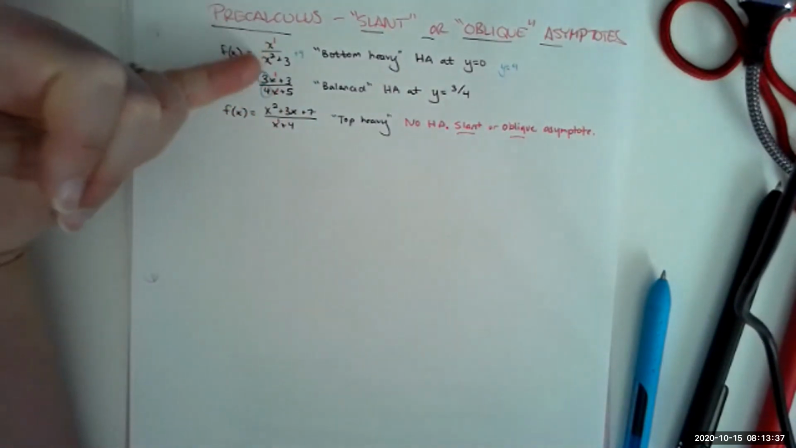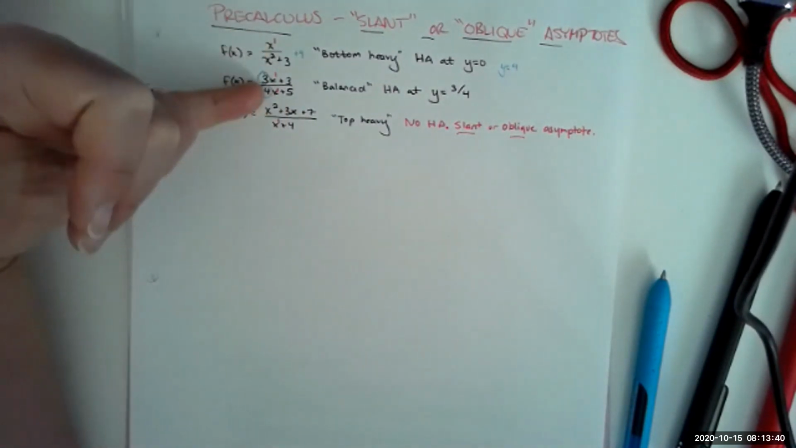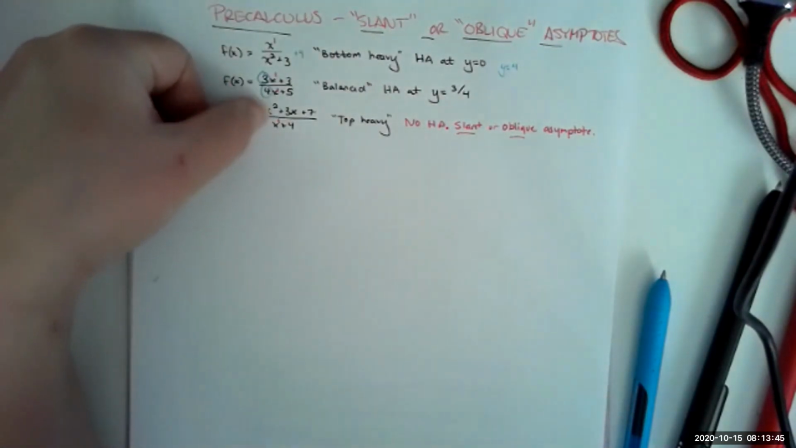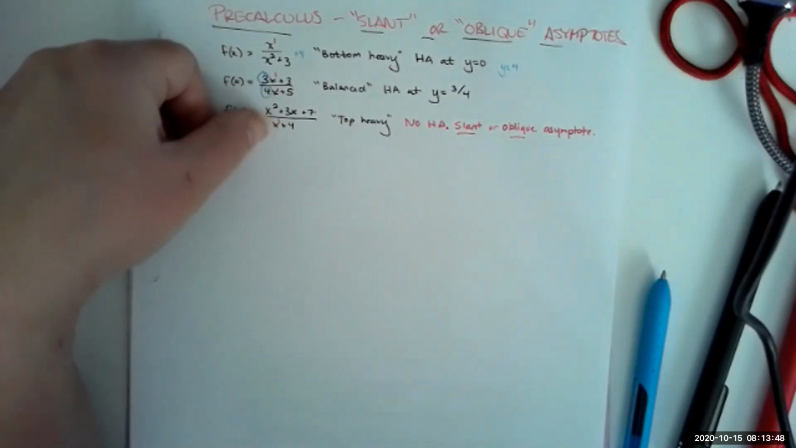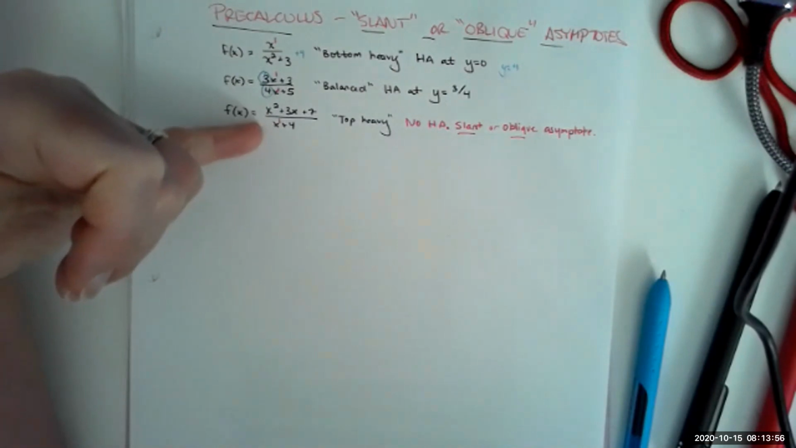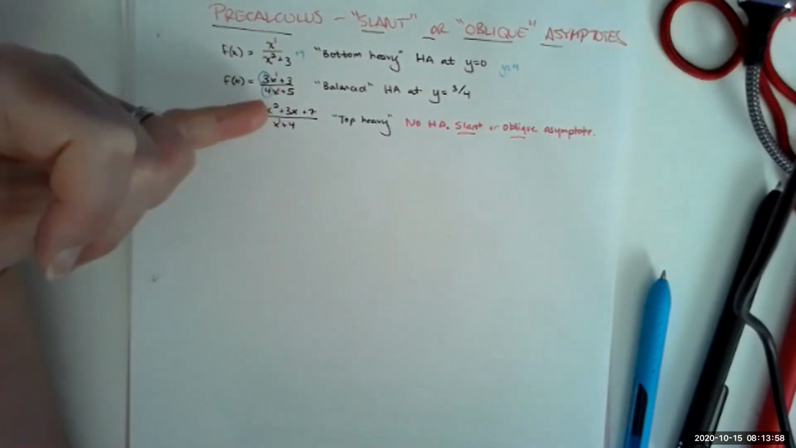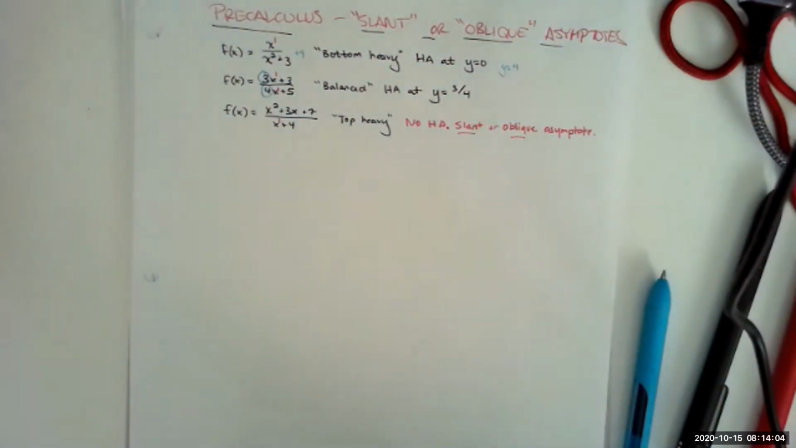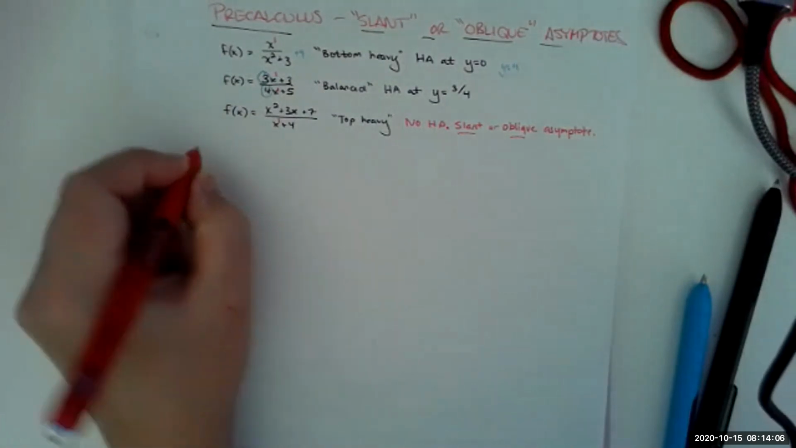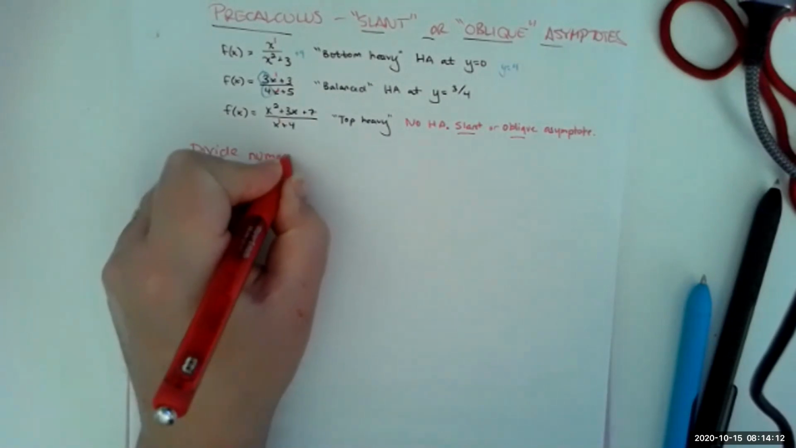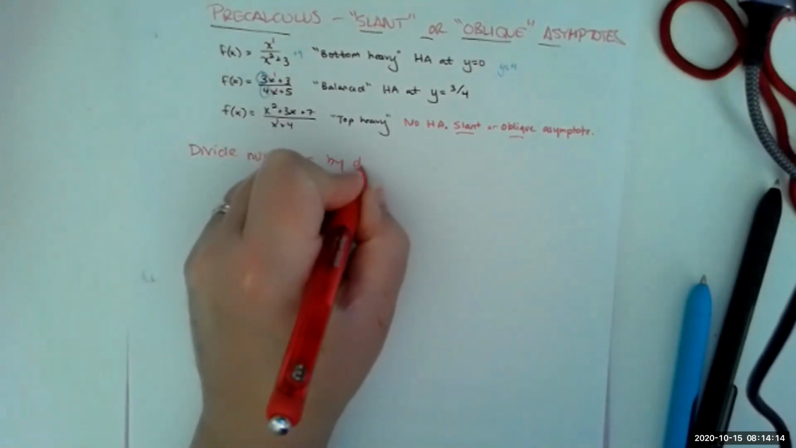Well, if you think about what we did in bottom heavy and balanced, we're basically dividing to find what the function's going to approach. And that's the same situation here. We're dividing to see what the function's going to approach. In Algebra 2, you did some work with polynomial long division, and that's what we're going to do with this. We're going to divide the numerator by the denominator. So to find the slant asymptote, you need to divide the numerator by the denominator.